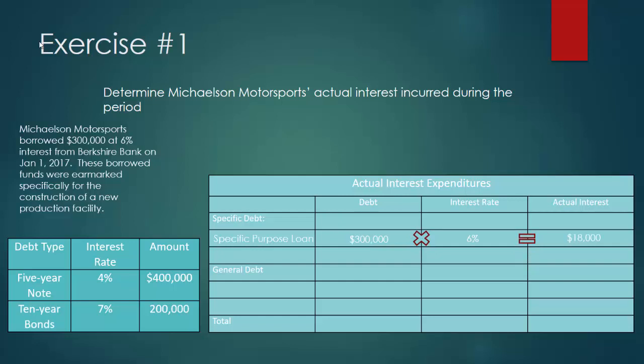For their general debt, they had the 5-year note, and we're going to assume it was outstanding for the whole period as well. Face value of $400,000, with an interest rate of 4%, which means that's $16,000 in interest they paid on the note. And then for the 10-year bond, $200,000 was the face value. It's at 7% interest, which means they would have accrued $14,000 worth of interest on these bonds. In total, they had $900,000 worth of debt on their books during the year, and their actual interest expenditure related to all of their debt is going to total $48,000. So their actual interest paid during the period was $48,000.